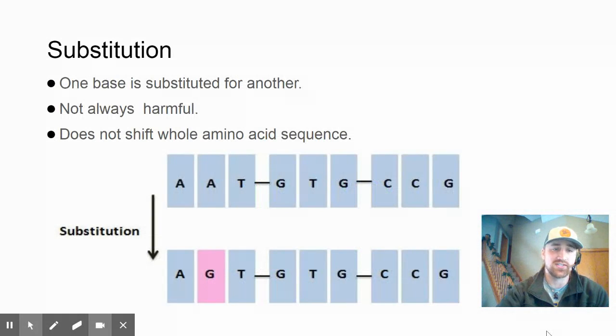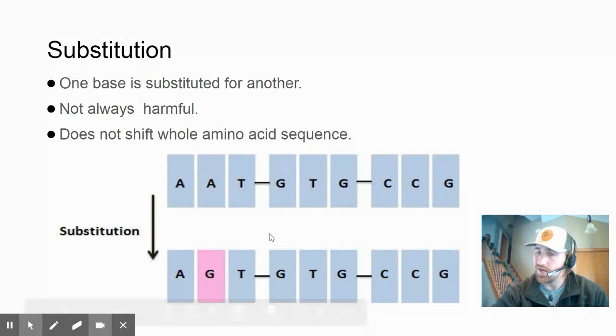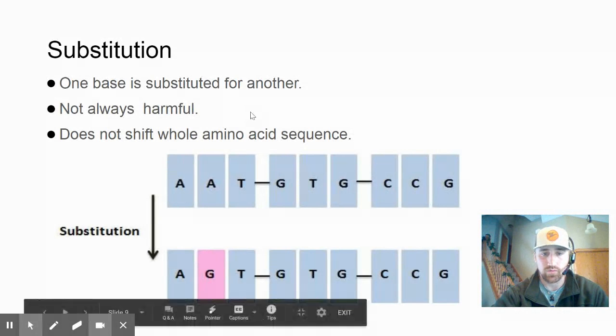We're going to go through the three types first. The first type is substitution, where one base is substituted for another. It's not always harmful and does not shift our whole amino acid sequence. If we look at our original DNA, we have AAT, GTG, and then CCG. This gets substituted, or has a mutation, that now gives us AGT, and everything else after that's still the same. What you should take notice of is that when we have a substitution mutation, it is only affecting one base, so it is only affecting one particular codon. It does not shift anything either one way or the other. Okay, so we are good here.